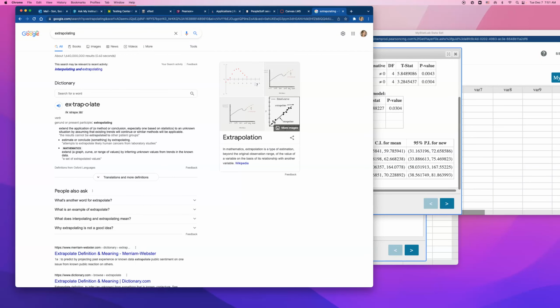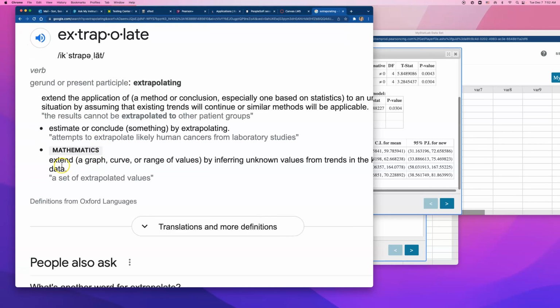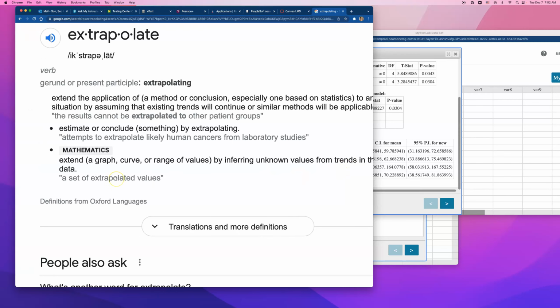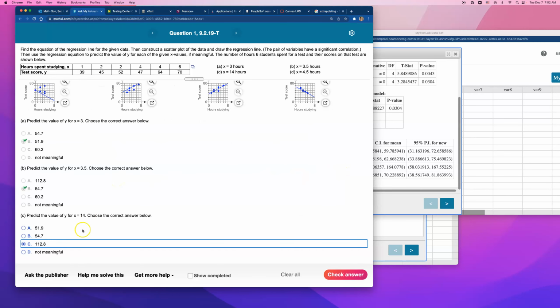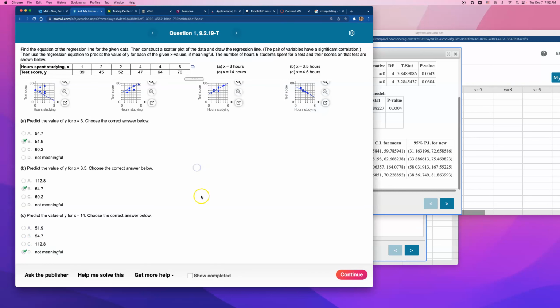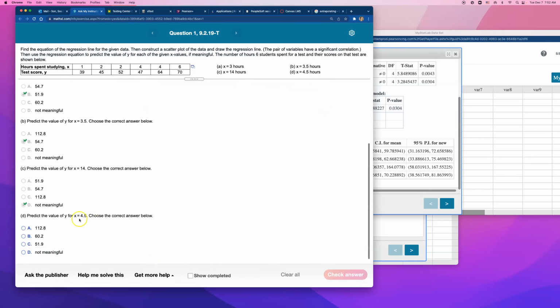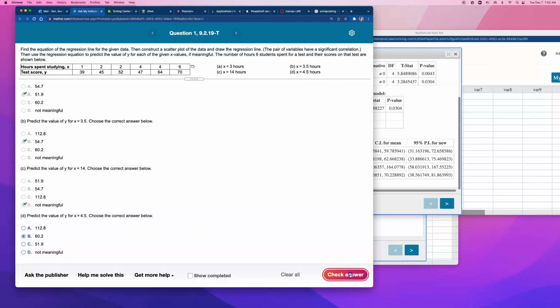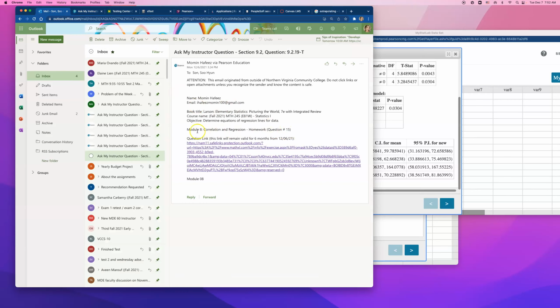We are doing something called extrapolating, okay? I can read this definition for you. We are extending a graph by inferring unknown value from trends in the known data. We really shouldn't do that, okay? So I'm going to click on not meaningful because 14 was way outside this x value range that was given, okay? And that's what they wanted. But the last one, if you look at 4.5, that's fine. 4.5 is in between 1 and 6, so I'll go ahead and say the answer is 60.2. That is meaningful. And that is it for this question. And this one was question number 15 on Module 8 homework.